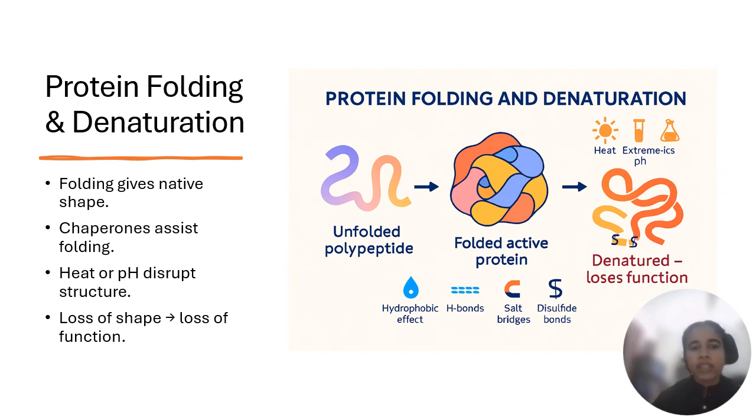However, folding is very delicate. If you apply heat, extreme pH, or harsh chemicals, these stabilizing forces break. The protein unfolds, or denatures. And when the shape is lost, the function is lost. So the key message here is very simple: structure determines function. Loss of structure, loss of function.